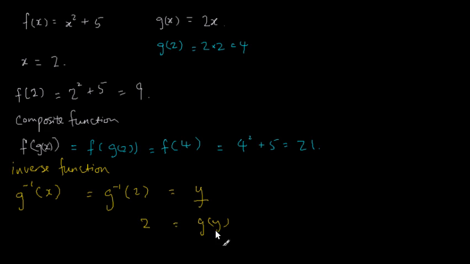If this is what I want, I can do it using this formula here. Just substitute y into the x here. That gives 2y, so 2y is equal to 2. Once we write this down, we can solve this, and you'll find that y is equal to 1. So this gives us an answer: g inverse of 2 is equal to 1. So that's an inverse function.